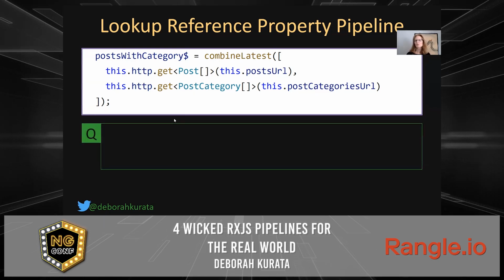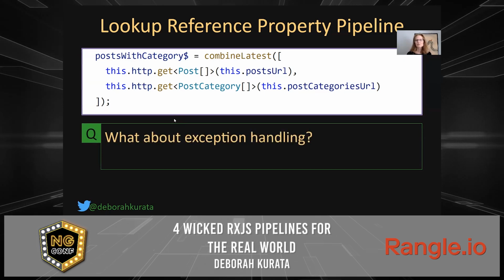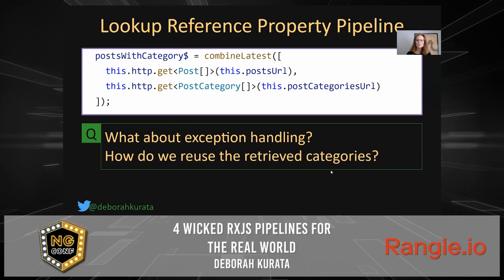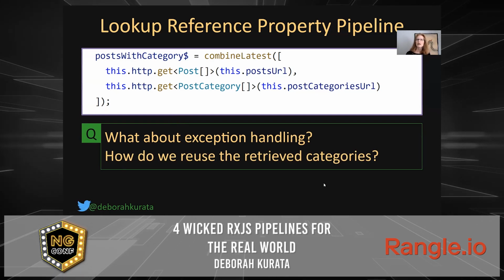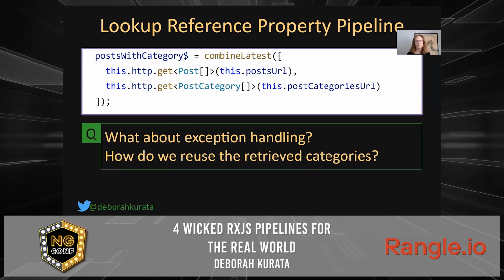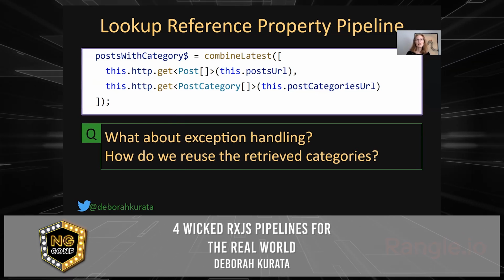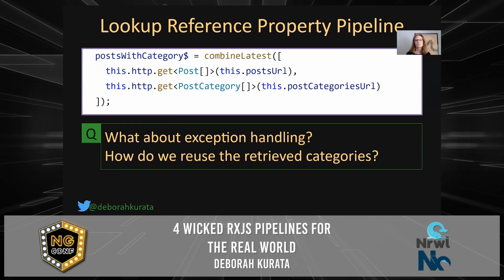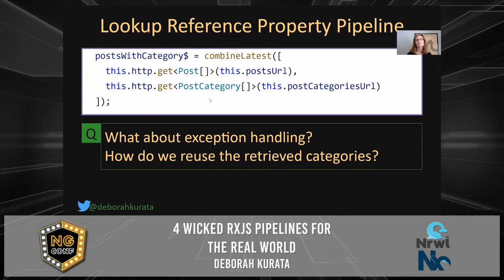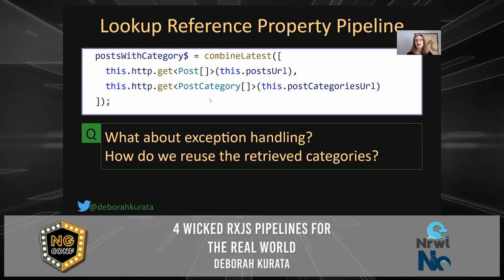But again, this might bring up some questions. What about exception handling? Again, we have no exception handling here. And how do we reuse the retrieved categories? Now, posts might change on a moment's notice. You might have all sorts of new posts being generated, but your post categories may not change or very, very seldom change. So why do we get them every time we need them? Why don't we get them once and cache them?